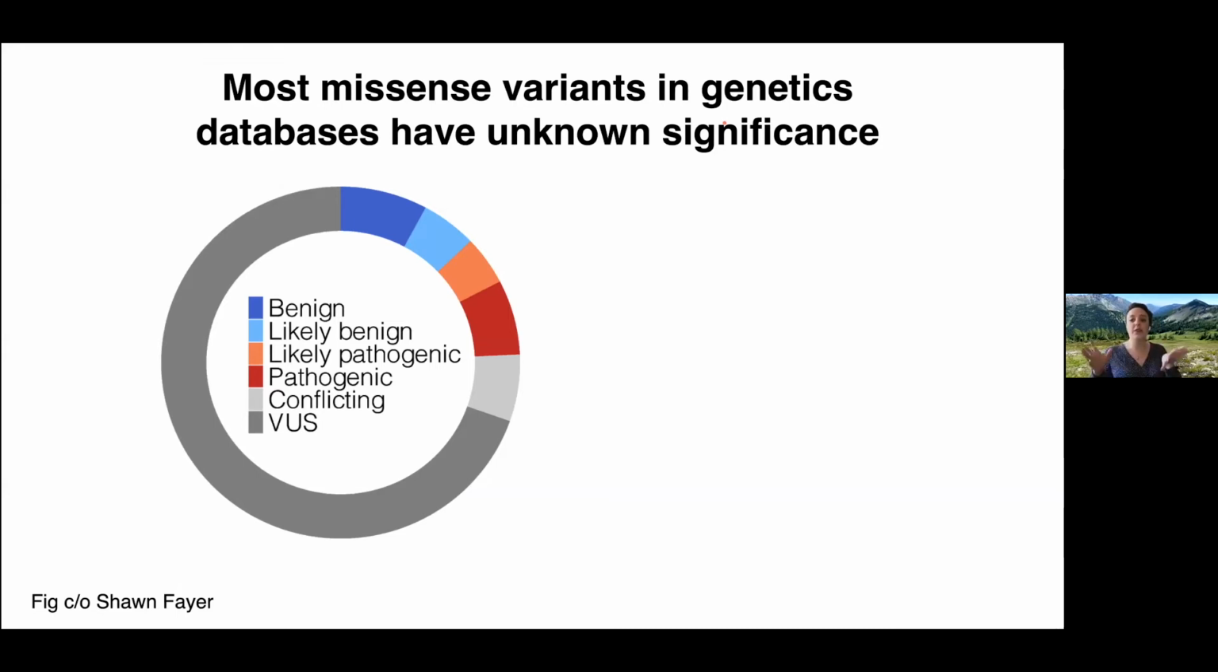And this is just for single nucleotide variants that cause missense, or amino acid changes. And you can see that the overwhelming majority of these variants are variants of uncertain significance. And this is the 1% of the genome that we know the most about, right? The non-coding genome is way worse.